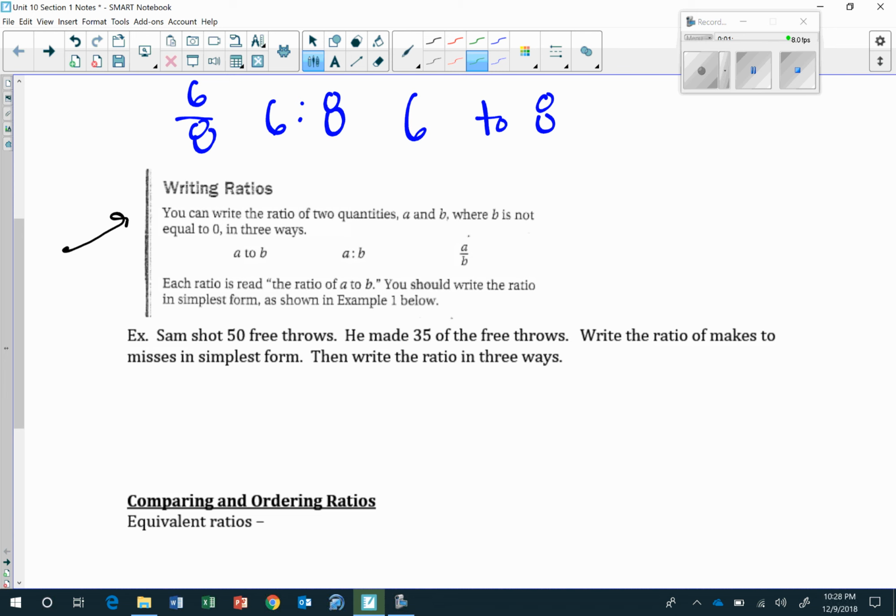So I want the ratio of makes to misses. It said he made 35 and he shot 50 total, which means he missed 15. So the first thing they want us to do is write this in simplest form. Both of these can be divided by 5, and that'll give me 7 over 3, which would be simplest form. So that's one way I could write it. Another way I could write it is with a colon, and I could also write it with the word "to." So that's simplest form and then written three different ways.